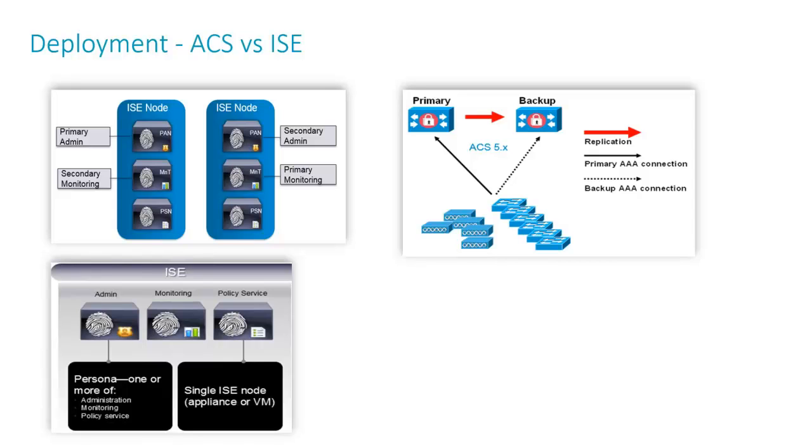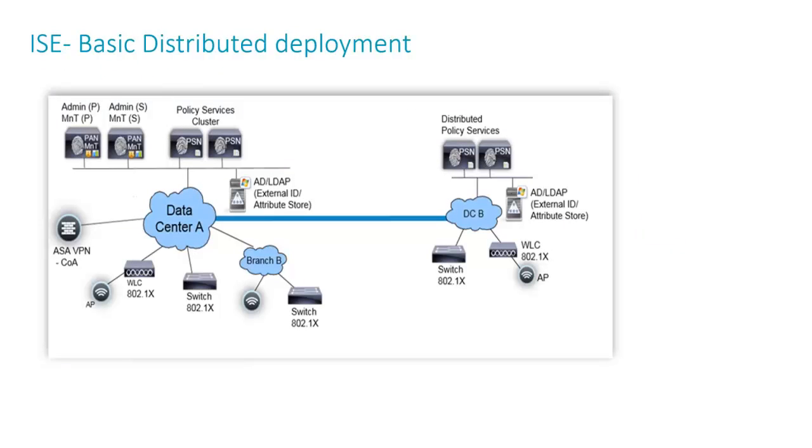The admin persona takes care of administration, management, and configuration, and it synchronizes with all the different personas or nodes in a topology. The monitoring persona is mainly meant for logging and troubleshooting. The policy services persona, which we call a policy services node, is the heart of the ISE deployment, which responds to your RADIUS requests and TACACS requests. It also speaks to your Active Directory or LDAP server for authentication, and it talks to your external identity store. All this is performed by the policy services node. So that is the workhorse of your deployment.